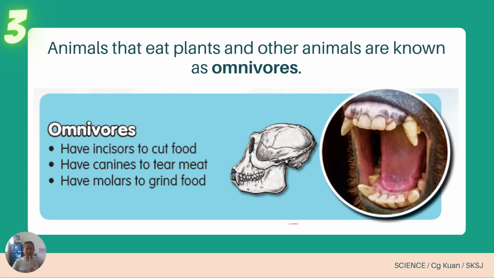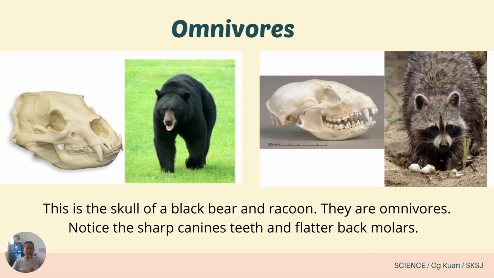Number 3, omnivores. Animals that eat plants and other animals are known as omnivores. Omnivores' dentition is similar to humans' dentition. Omnivores have incisors to cut food, canines to tear meat, and molars to grind food. Black bears and raccoons are examples of omnivores. They have sharp canine teeth and flatter back molars.